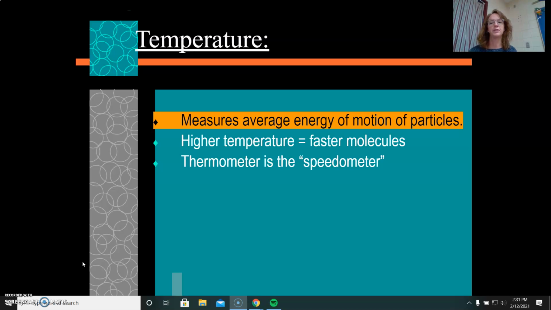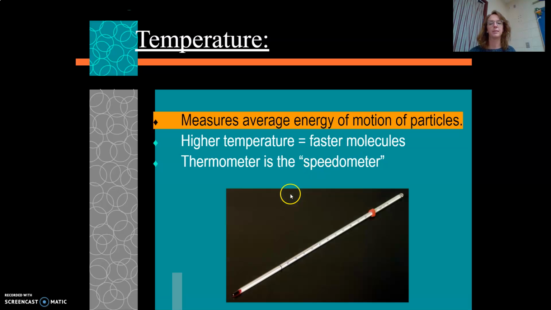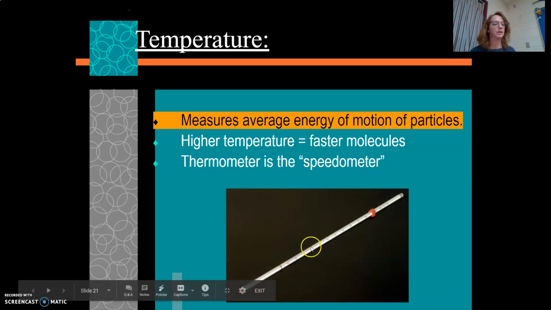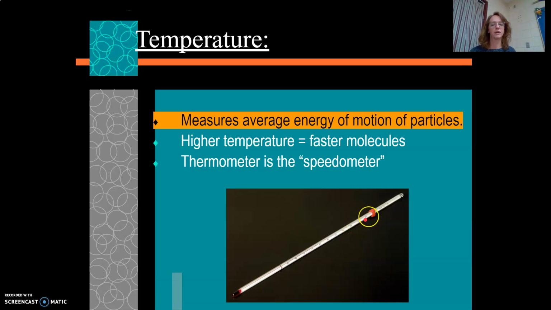Quick review, temperature measures how fast particles are moving. So remember, as particles move faster, there's more friction, it increases heat. So the higher the temperature something has, the faster the molecules are moving. This will be important for what we're going to talk about. Think of a thermometer as a speedometer. It's actually measuring the speed of the particles. So when they're faster, they're going to zip up this further. They have more energy, and you get a higher reading on your temperature.